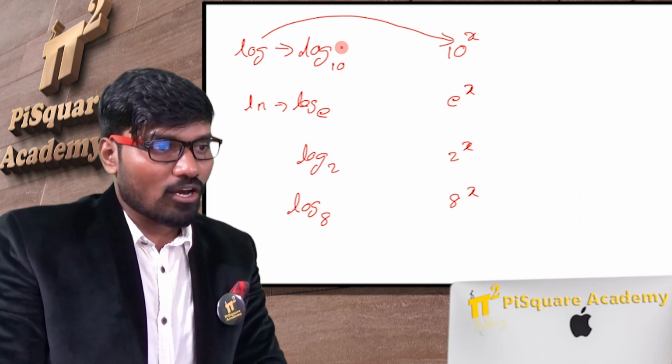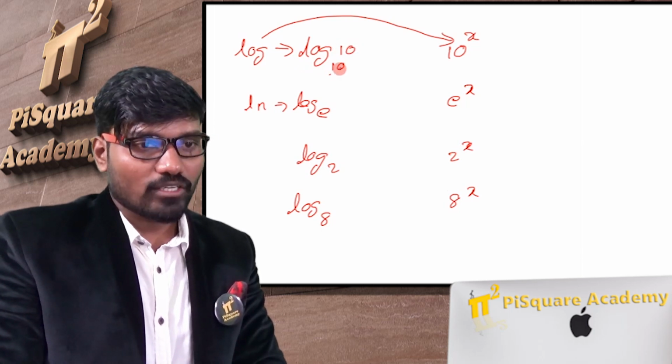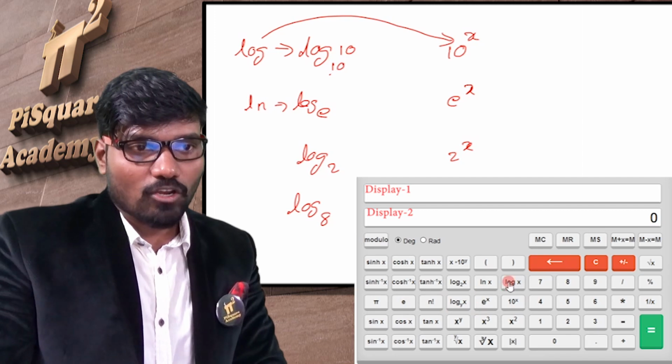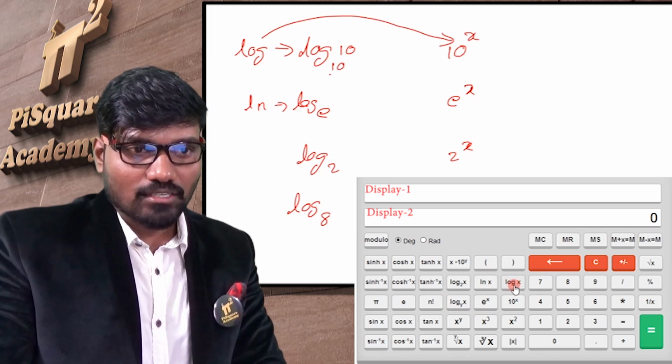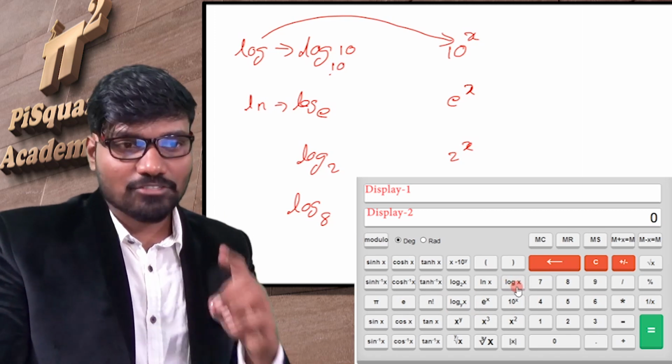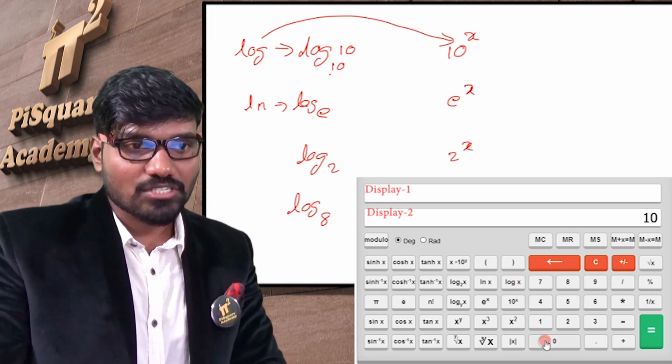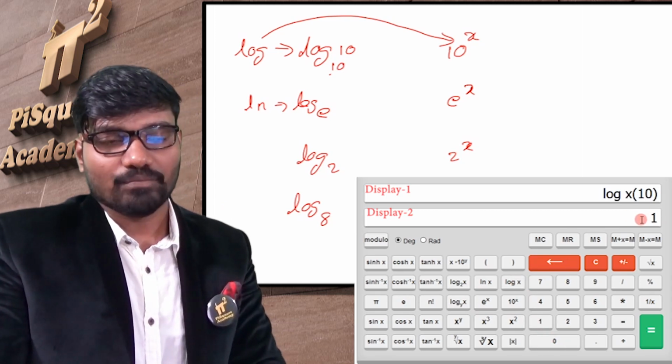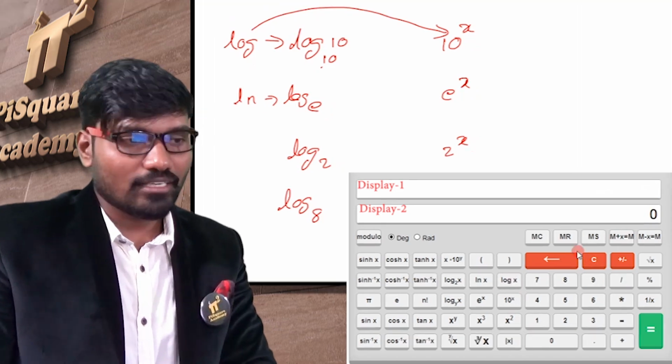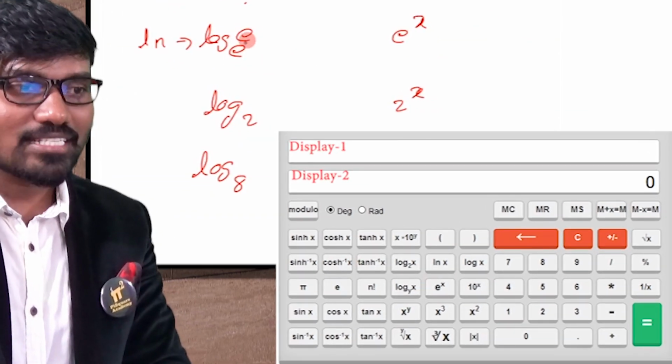Let's find log 10 base 10. Okay, so here, simply log is there, base 10. X is there, means x first. So enter the value of x first, then apply this, and the value is 1. That's it.